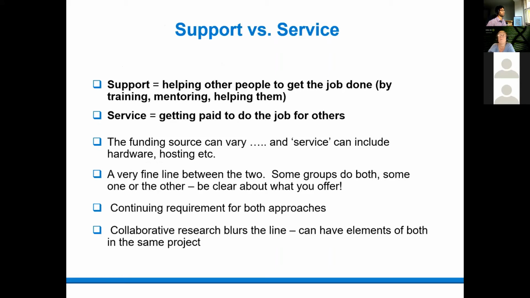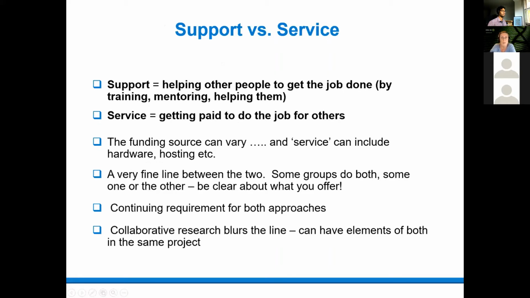So I just wanted to put this slide in because this is something that comes up in discussions a lot. Does a core facility provide support to users, or does it provide service? So what's the difference? So bioinformatics support, or any type of support, is helping other people to do their job, to get their job done.